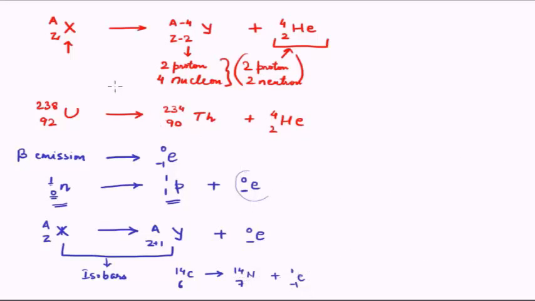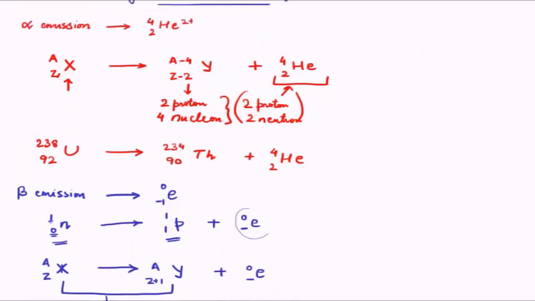As we have seen in the last two discussions, all the changes are basically taking place in the nucleus. So these are nuclear reactions. Finally, let us discuss the gamma emission. Let's do it here. Gamma emission.